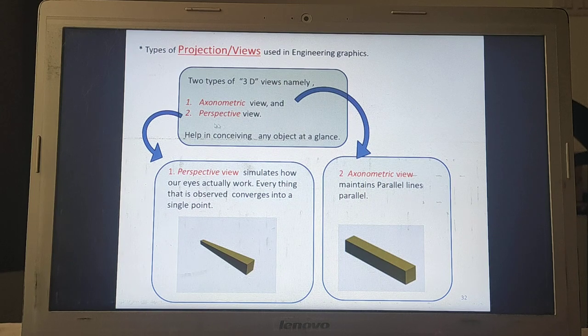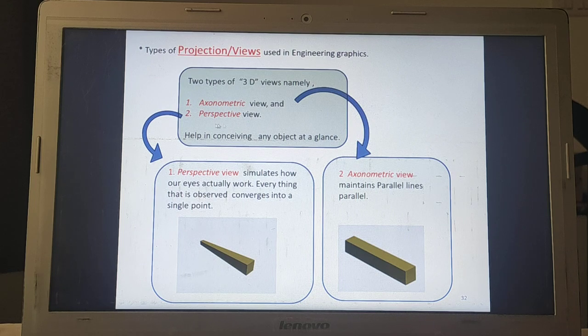Now there are basically two types of projection or two types of views. One is axonometric view and one is perspective view. As you can see the difference over here, this is the perspective view, and this is the axonometric view. In the perspective view it is starting from one point, and in axonometric view it is not starting from one point. Here the size of this object is getting reduced and it is starting with a point.